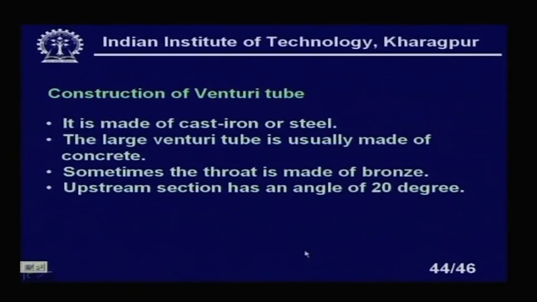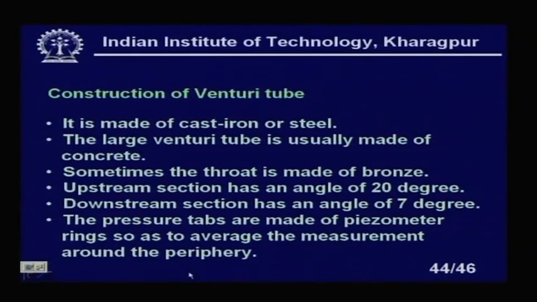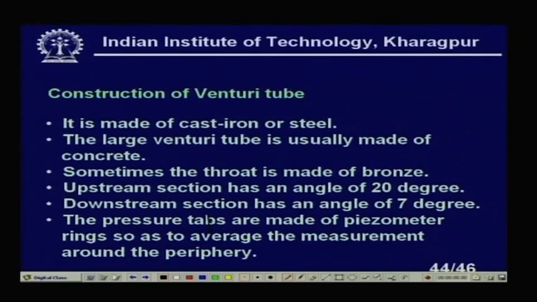So, suppose you have this type of venturi, okay, you will find that the total length has increased, right, but the pressure recovery will be better and the permanent pressure drop also will be less. So, this is very important. The upstream section has an angle of 20 degrees and the downstream section an angle of 7 degrees. These are all included angles, right. The pressure taps are, I am sorry, this will be pressure taps, this will be pressure taps.